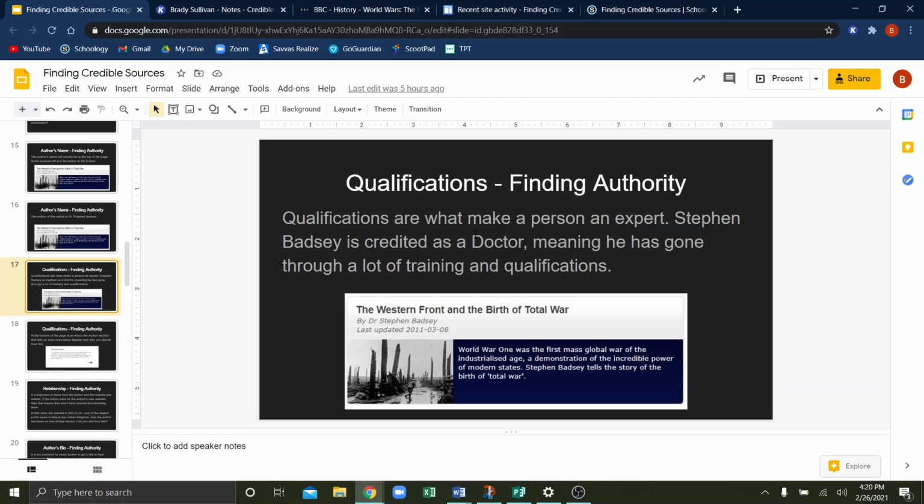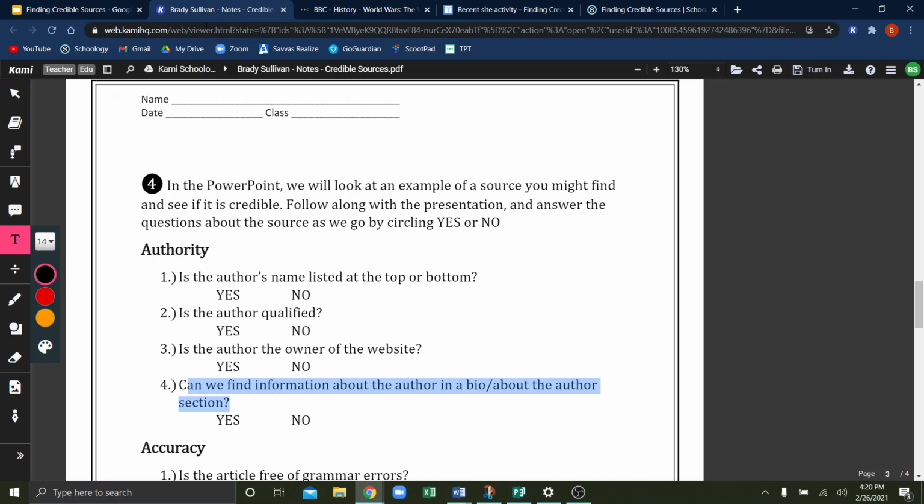Qualifications are what make a person an expert. Stephen Badsey is credited as a doctor, meaning that he's gone through a lot of training. He had to go through at least 12 years of schooling to be able to be called a doctor. If someone's gone through 12 years of school, do you think that they're qualified to tell you something? I think so. So, is the author's name listed? Yes. Is the author qualified? Yes. Is the author the owner of the website?